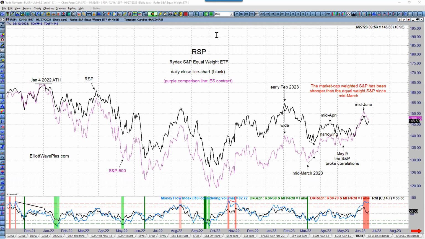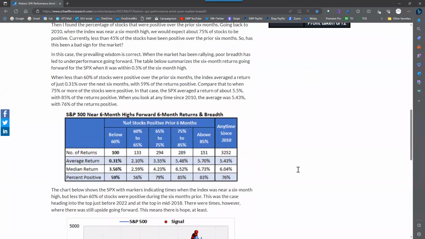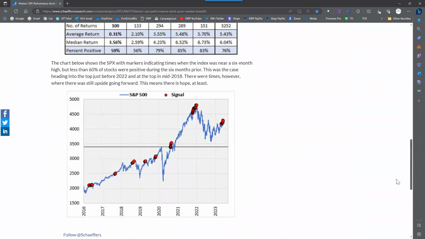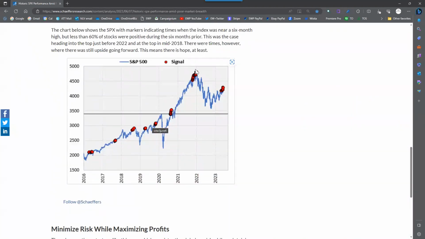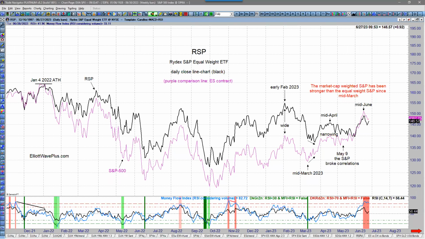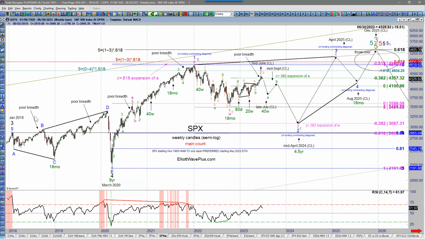And I'll bring over this article from the internet by Rocky White. It was published on June 7, and he's talking about this breadth. I've taken the most recent periods of really terrible breadth from this article, and I put them on my S&P weekly chart. So according to that article, these are the last few times we've seen poor breadth.